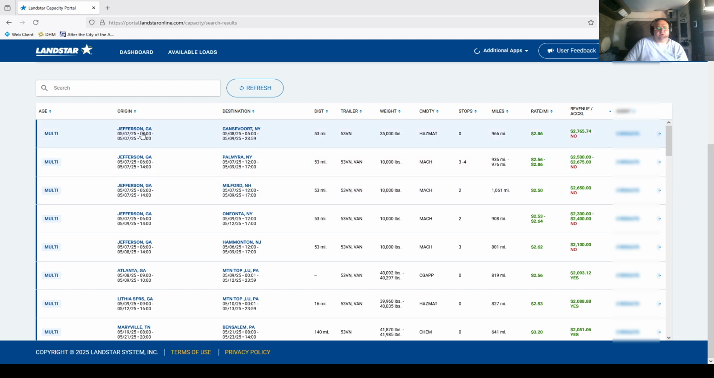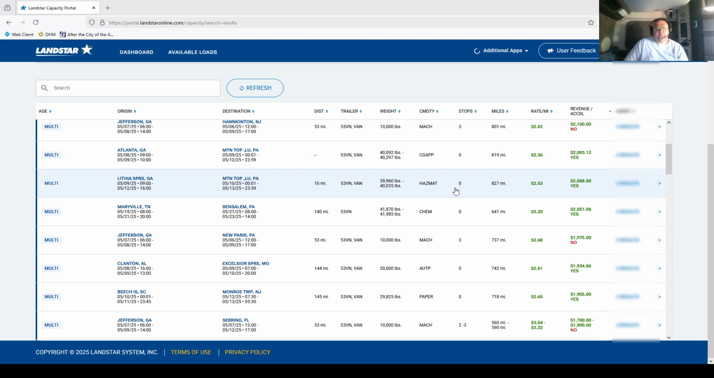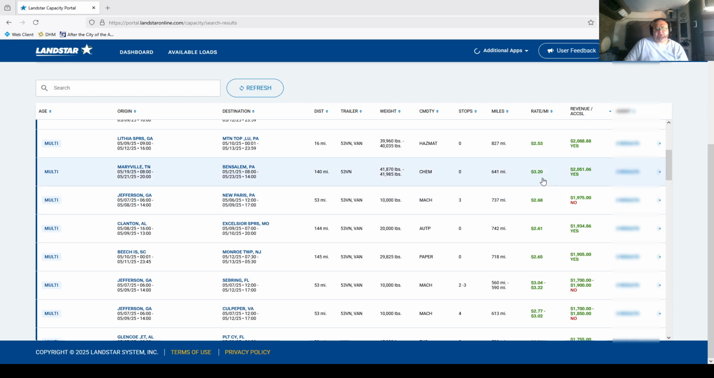So we have a whole bunch of loads coming out of Jefferson, Georgia, which are probably all the same agency, and they're going to various locations. New York, New Hampshire, New Jersey. They're all cheap loads, paying between $2.50 and $2.86 a mile. All right. Cheap, cheap, cheap.